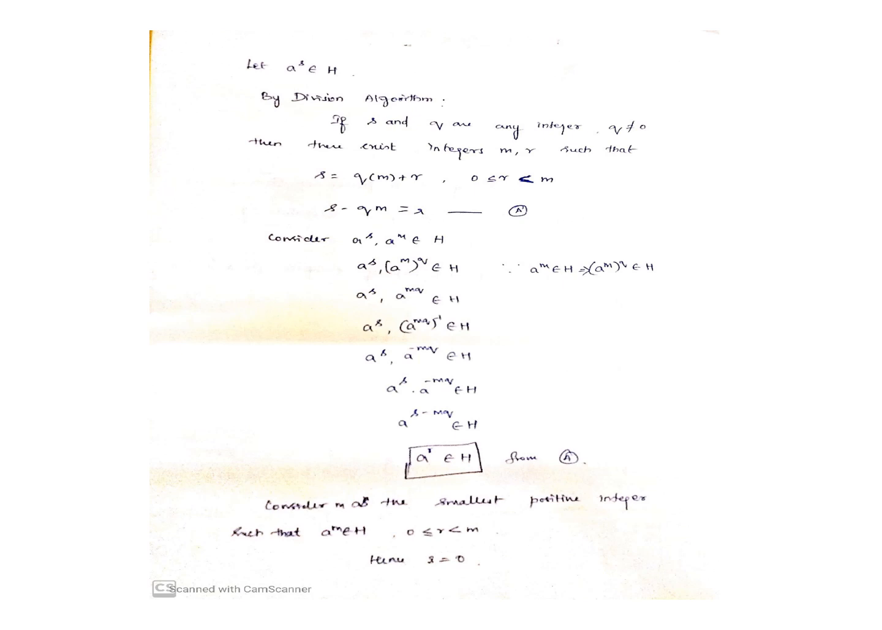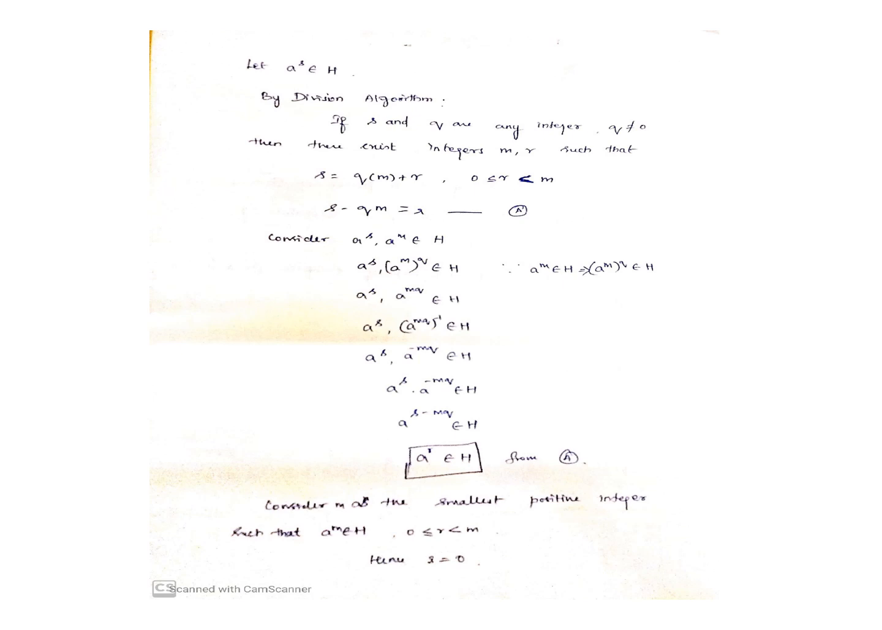Therefore, a power s, a power minus mq are elements in H. Therefore, its product a power s into a power minus mq is an element in H. Therefore, a power s minus mq is an element in H. Therefore, s minus mq is equal to r. Substitute here, a power r is an element in H. Consider m as the smallest positive integer such that a power m is an element in H, and 0 less than or equal to r less than m. Hence, r is equal to 0.